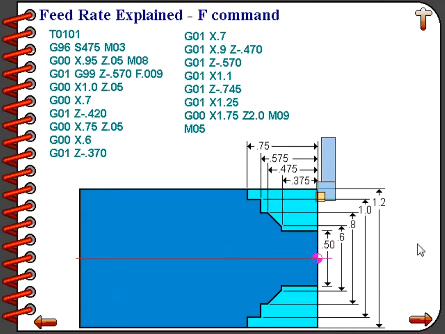Now looking at the program, you can see that in the second line, G96 S475, that set up our 475 SFM. On the fourth line, G01 G99, G99 telling the machine to go into inch per revolution feed rate with a feed rate of F.009, 9 thousandths per revolution. Now if you look at the 3 roughing passes that we manually programmed into this part, you'll see that we're cutting at approximately 125 thousandths per side, or a 1/4 inch on the diameter.